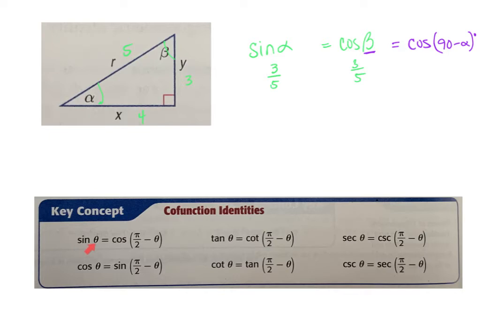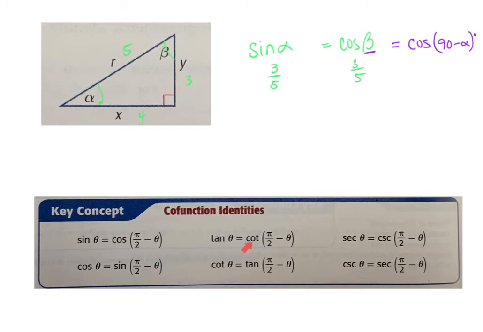If I have the sine of some angle, it's the same thing as 90 degrees or pi over 2 minus that angle. So the sine and cosine relate to each other if you are subtracting from 90 degrees because they're complementary angles. All right, so the sine of one angle will equal the cosine of its complement. Same with cosine. The cosine of one angle will equal the sine of its complement, pi over 2 minus that angle. Pi over 2 is just 90 degrees.